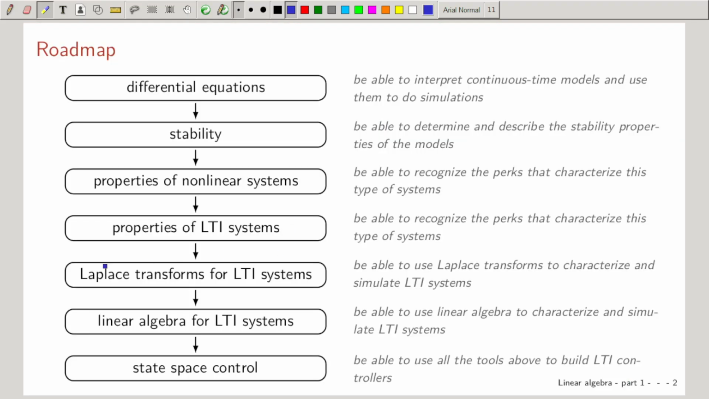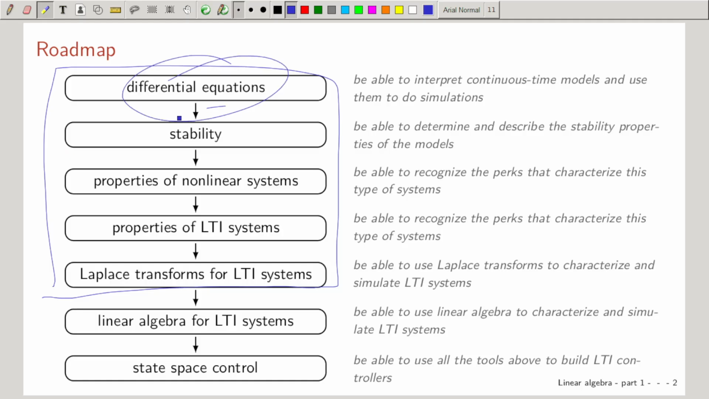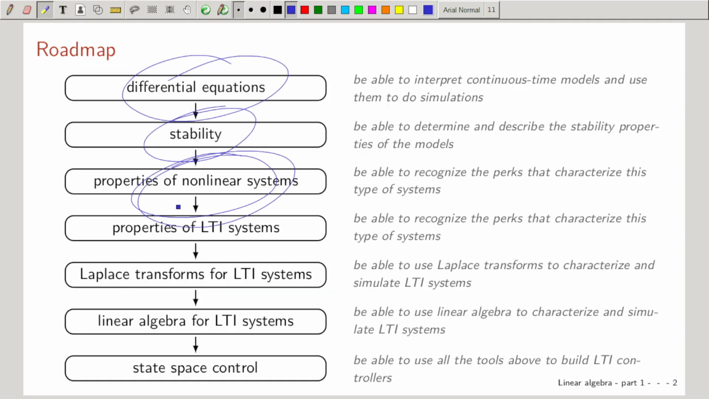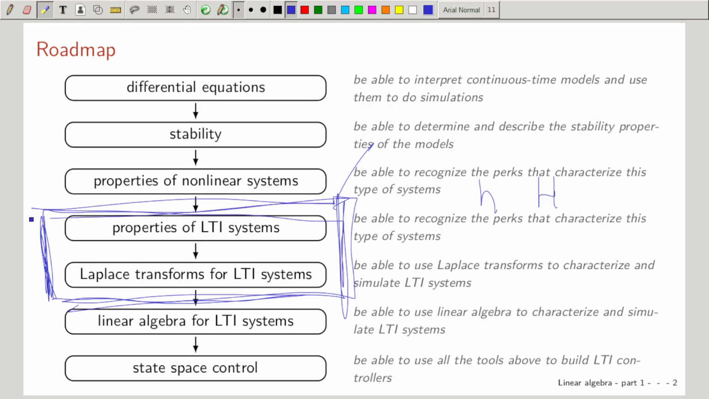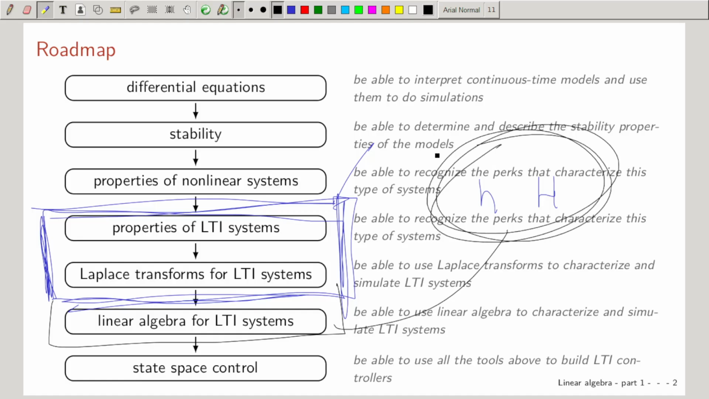Where are we? We did this part of the course. We talked about differential equations, about stabilities. We talked a little bit about nonlinear systems. And we saw how H and H, in a certain sense, are central to characterize linear time invariant systems. True? Now, with this linear algebra part, we are going to see that actually those representations are partial representations. They do not give everything. They give only input-output representations. This message is going to become very clear.